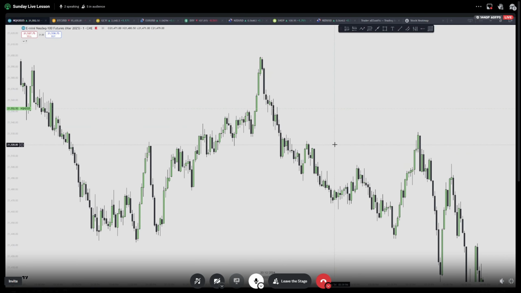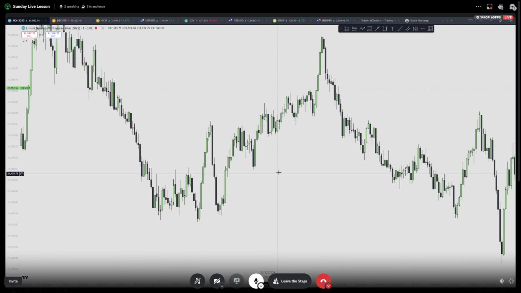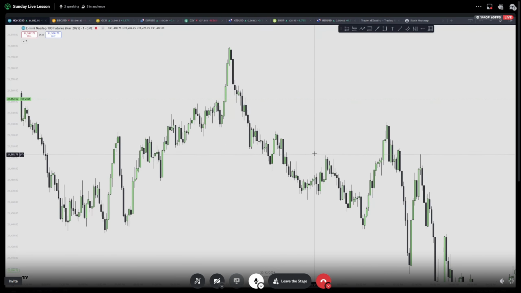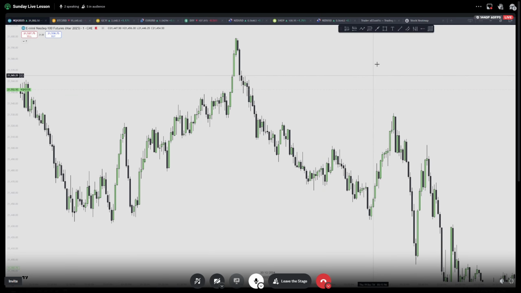So let's say you guys, let me see if I can find a decent setup. Some kind of setup that forms. Okay, let's say you guys took a trade like this.